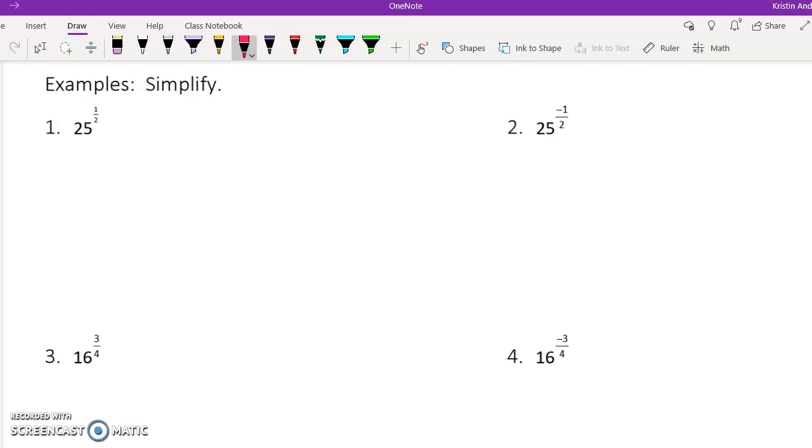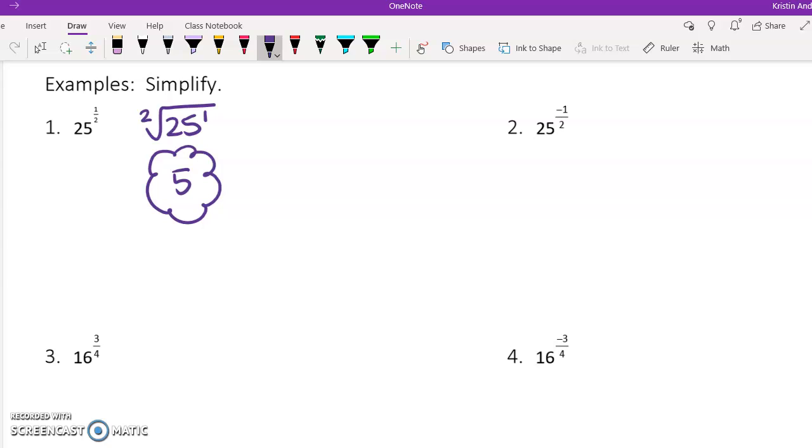All right, so we're going to go through these examples now. 25 to the 1/2 power is just rewritten as the square root of 25, which is just the principal square root of 25, which is 5.